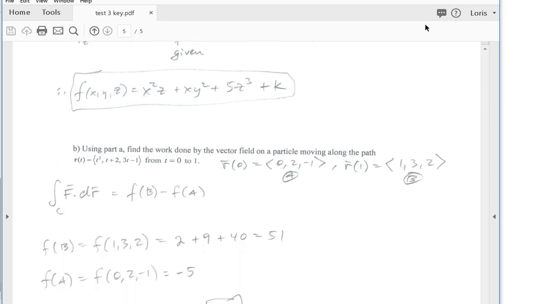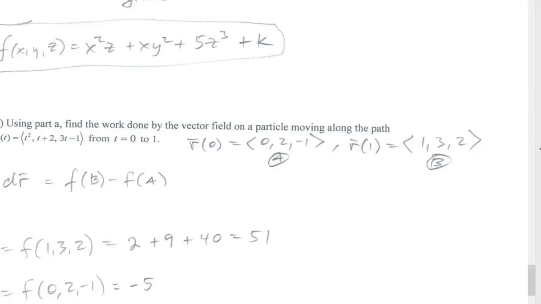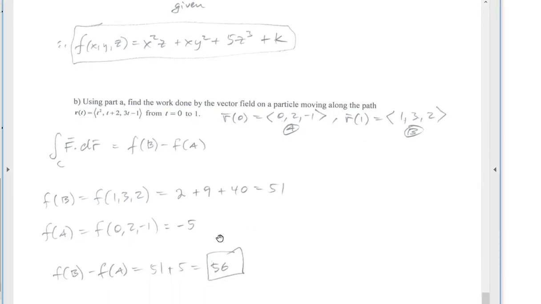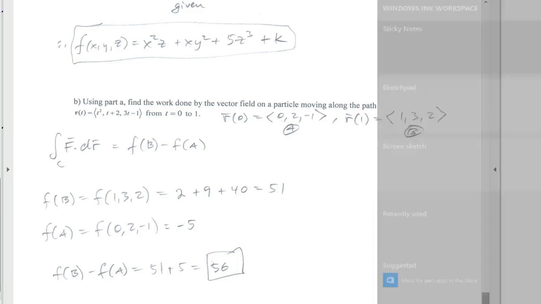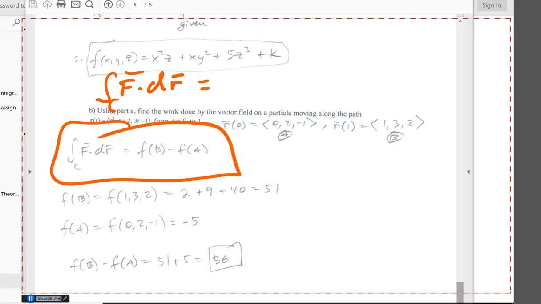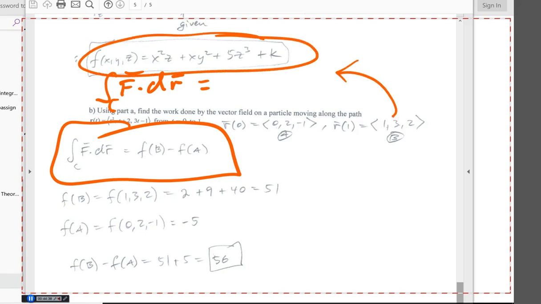Well, look how simple this is. If you have the integral of F dot dr over C, and f is a potential function, then you can just take your potential function and plug in your r values, and you're done.